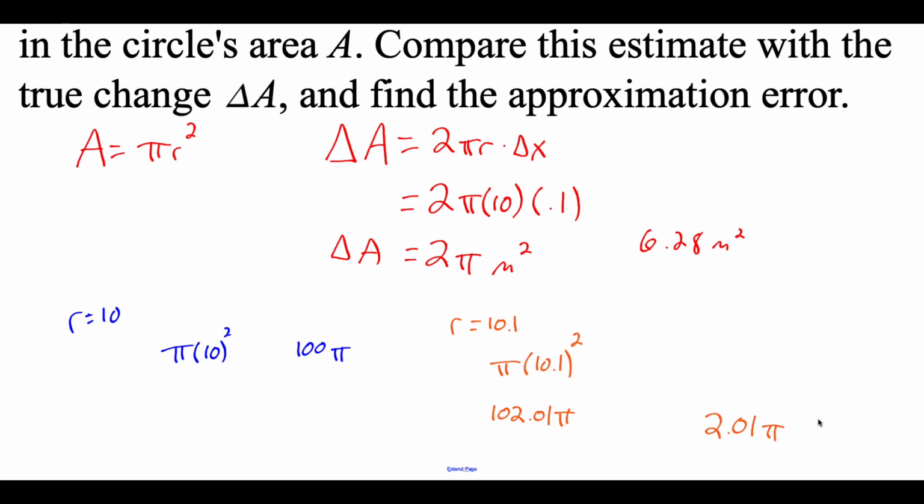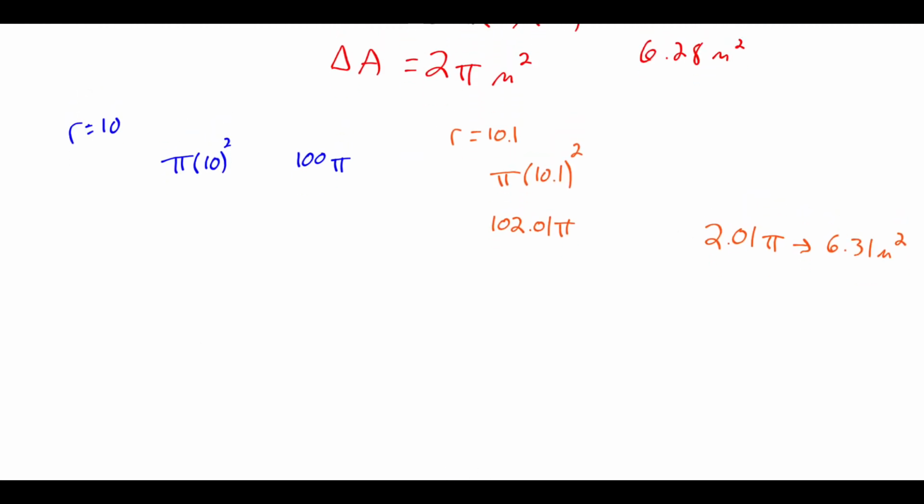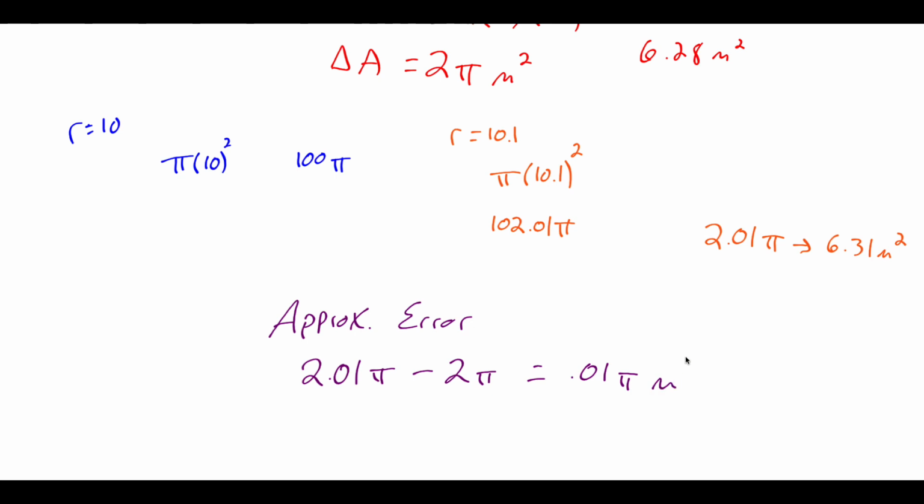Now, if we wanted to convert that into a decimal, if we multiplied that out, that would be 6.31 meters squared. So we approximated that the change in our area was going to be 6.28 meters squared, and the true actual change was more like 6.31 meters squared. Now, if we're trying to find the approximation error, then we're going to take the true change in the area, which was 2.01 pi, and we're going to subtract off our approximated change in the area, which is 2 pi. So we can say the approximation error is 0.01 pi meters squared.